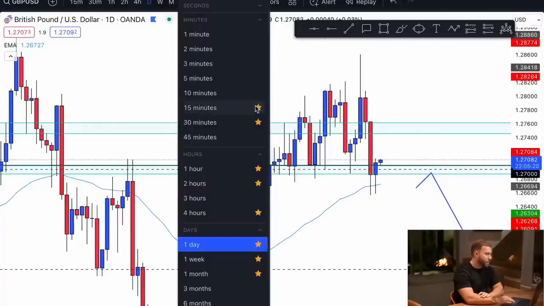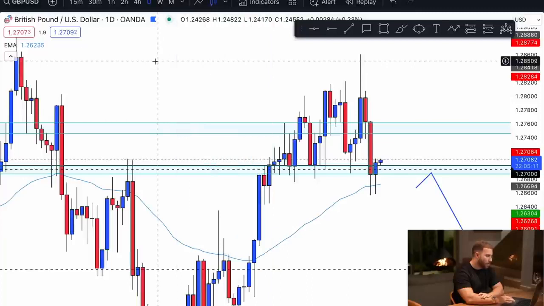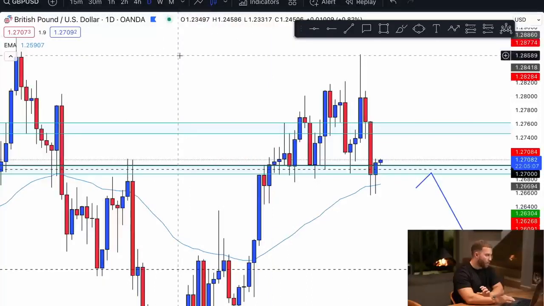So these are the main time frames that I use: the 15 minute, 30, 1 hour, 2 hour, 4 hour, daily, weekly, and monthly. I put a star on them so they stay in this top section here, and I only focus on the ones that are needed for a proper top-down analysis.